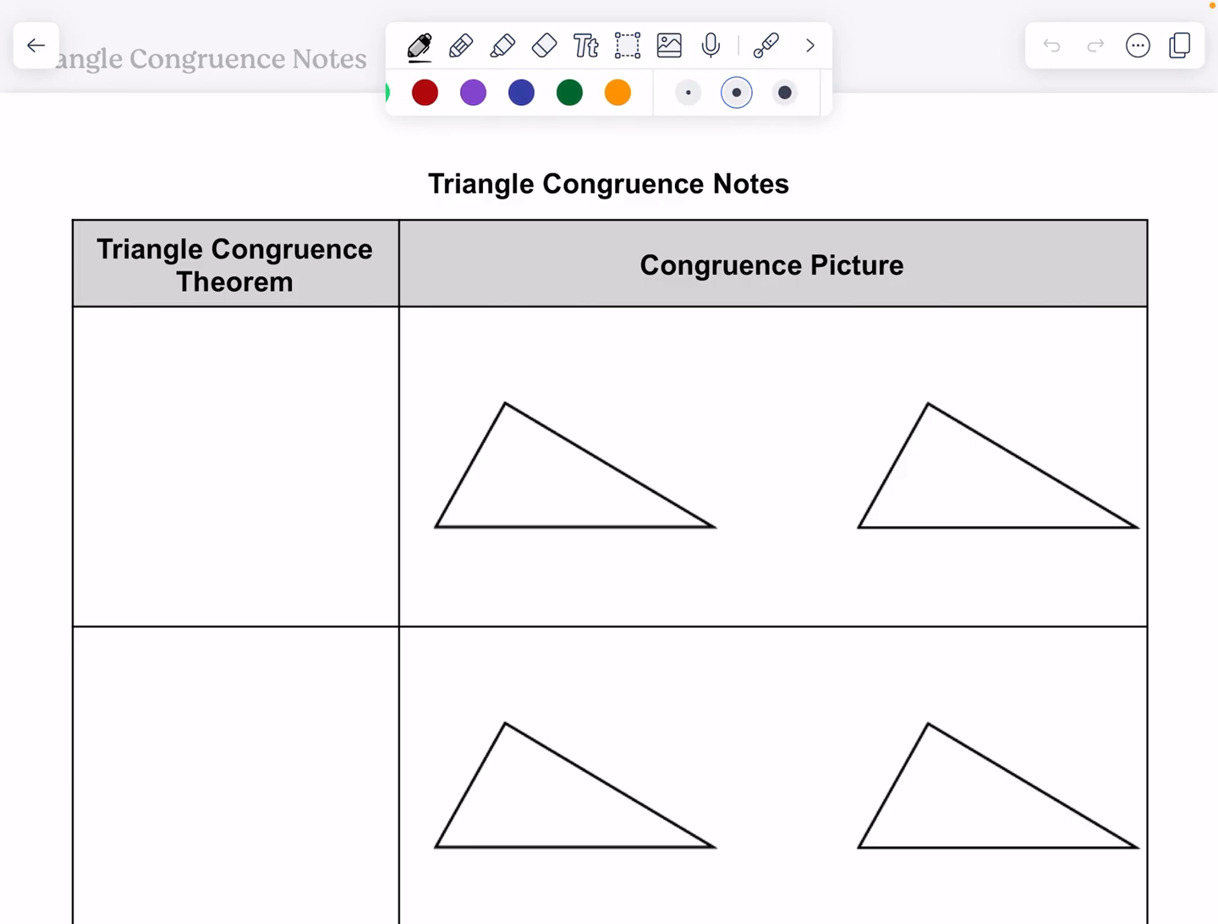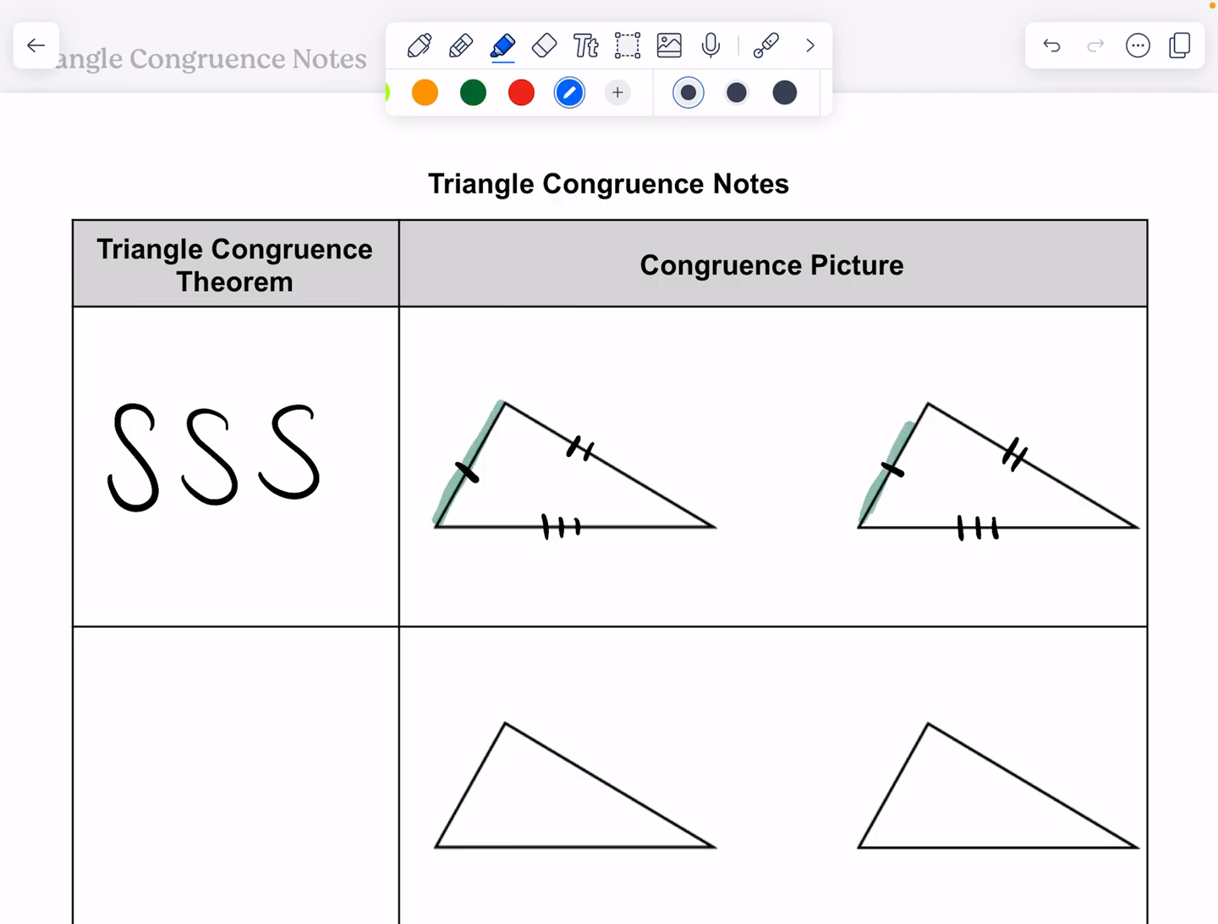So the first triangle theorem that we would say is side, side, side. And how that would be marked is that you would have 3 side lengths marked congruent. So here, here, and here. If you see those tally marks through your sides, you now know that you have congruent sides. Some people really like to highlight their congruent sides to help them visualize it. That's okay too. You do what you need to do so that this makes sense to you, okay?